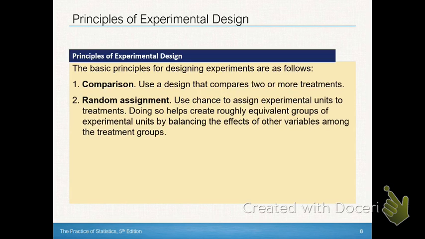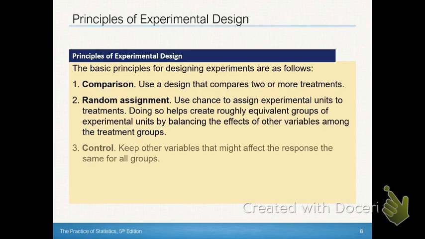The next thing you need to have is random assignment. You want to assign your participants to one of your treatments at random because that is what's going to allow you to say that those groups were roughly equivalent, and then that way we can say that it's more likely that the treatment caused some result.